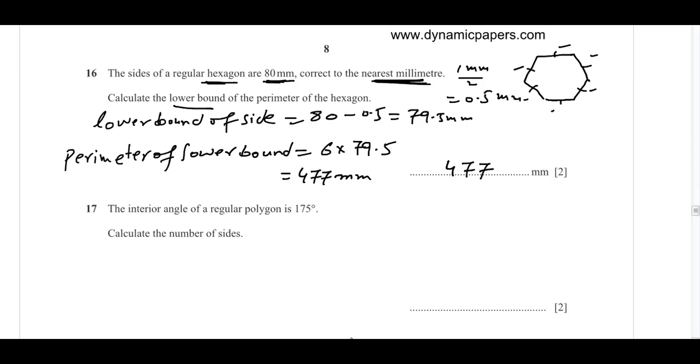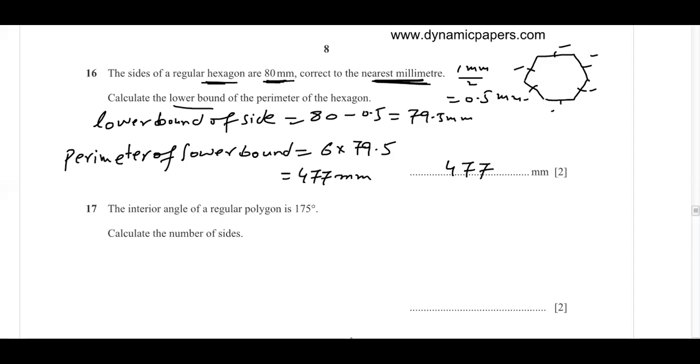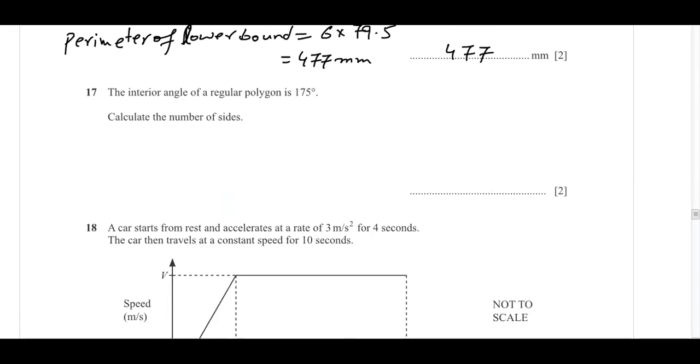Okay. So always remember the scenario that if you have to find the upper bound, what we do, we halve the degree of accuracy and add it to the sides. If we have to find the lower bound, we halve the degree of accuracy and subtract it. So in this case, as we were looking for the perimeter of the lower bound, I needed the side lower bound, and then I calculated that. It's simple. Next, question number 17.